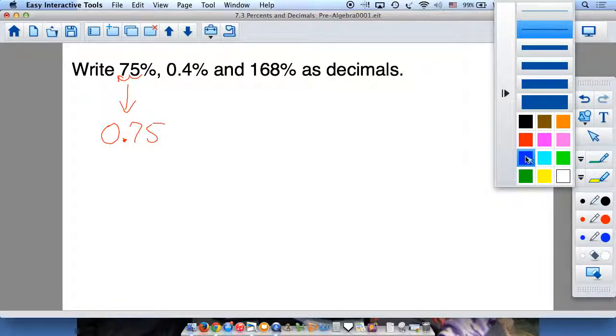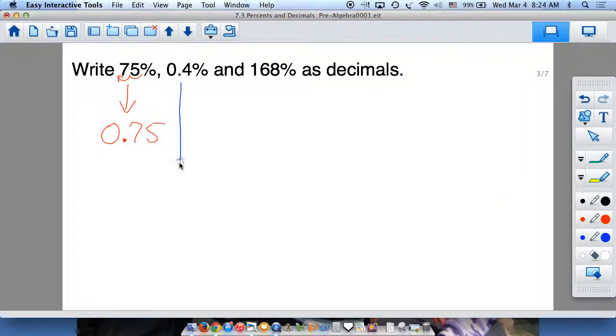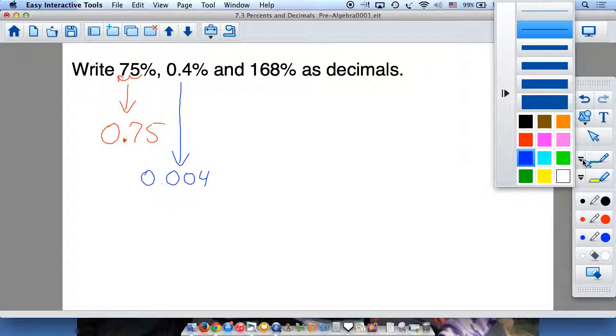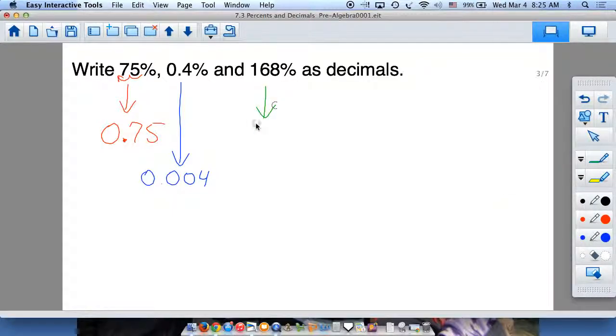Next, 4/10%. If I'm going to change 4/10% to a decimal, we're going to move it 2 places to the left again. That means we're going to have to add some zeros here, and you should get an answer of 4 thousandths. Notice we're always dropping the percent sign here. We're changing our percent to a decimal. And last but not least, 168%. We change to a decimal, 2 places to the left again, and we should have 1 and 68 hundredths.